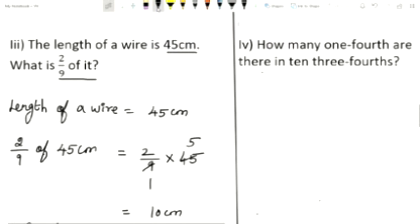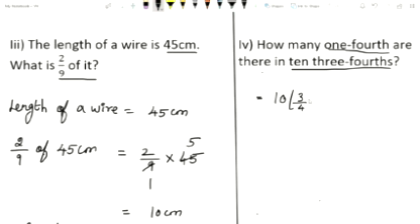How many 1/4 are there in 10 3/4? Okay. So how can you write this 10 3/4, children? 10 into 3 by 4. Okay. In this, how many 1/4 are there? So we have to divide. Okay. So just we multiply 10 into 3, 30. 30 by 4, divide 1 by 4.